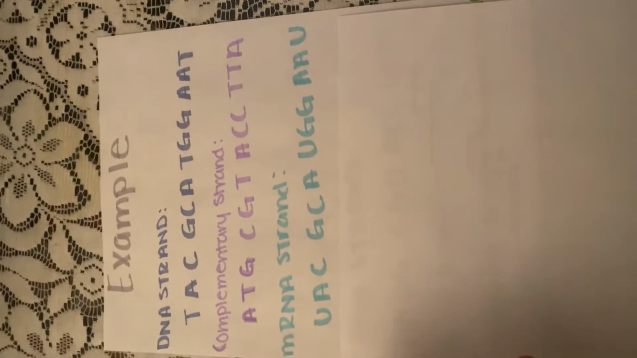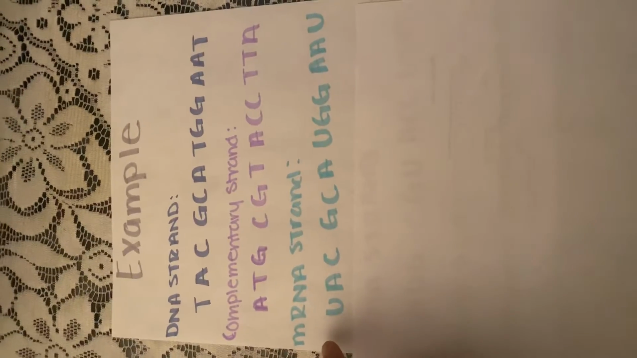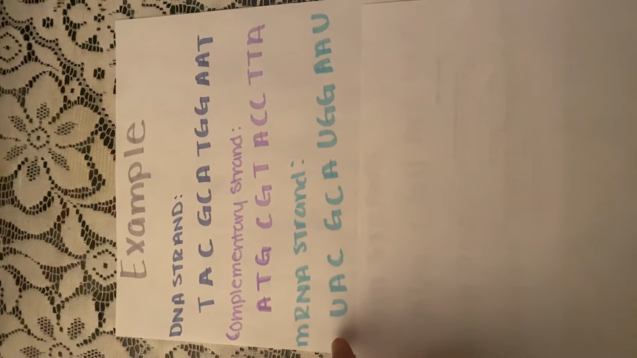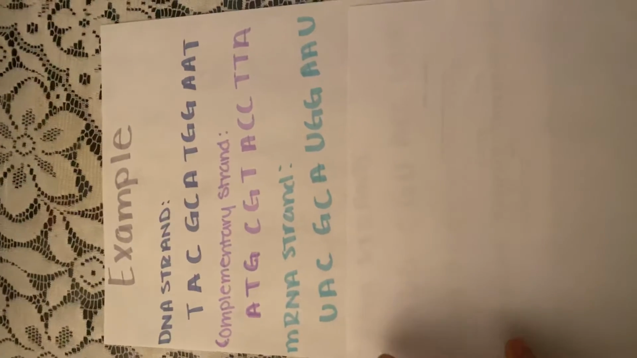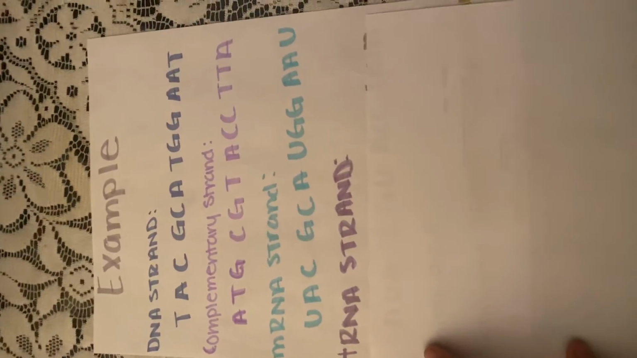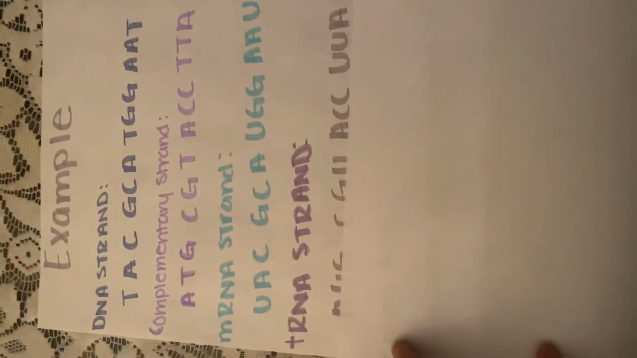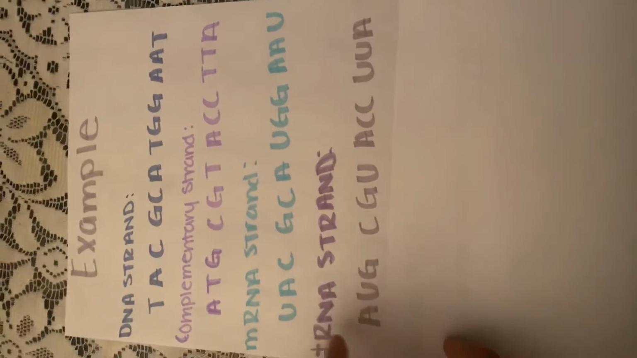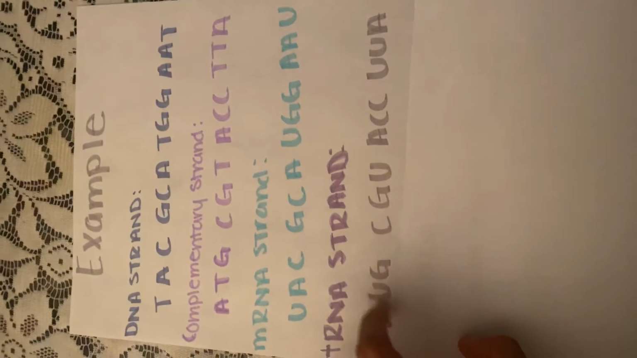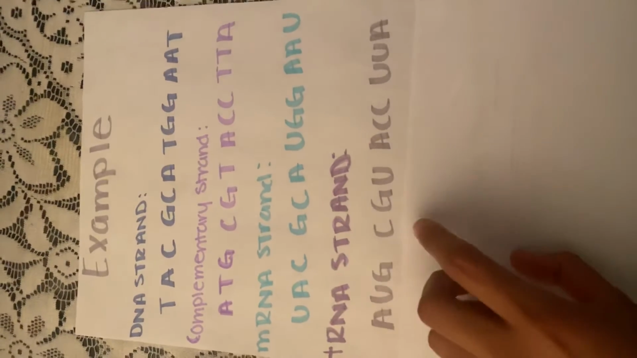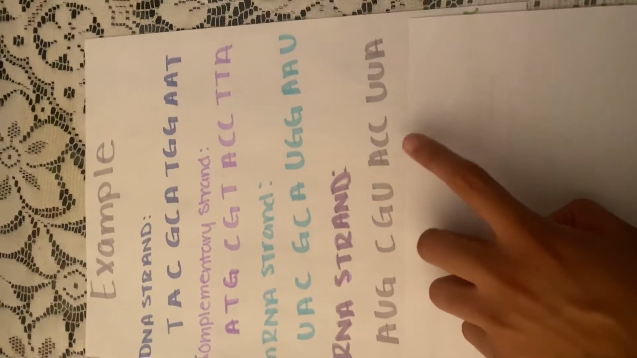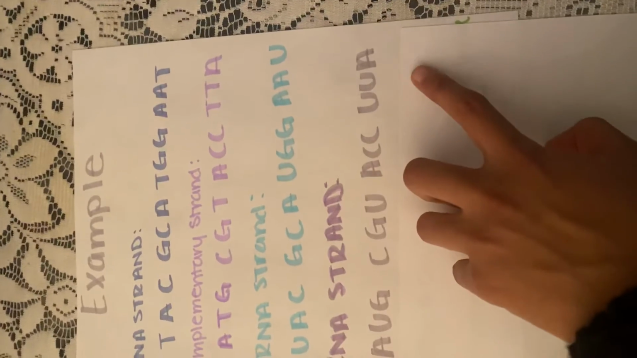Now, in this example, the mRNA will take the strand out of the nucleus and into the ribosome. Then the tRNA will bond next to the mRNA. This is where U binds to A, U to A, C to G, then we have CGU, ACC, UUA.